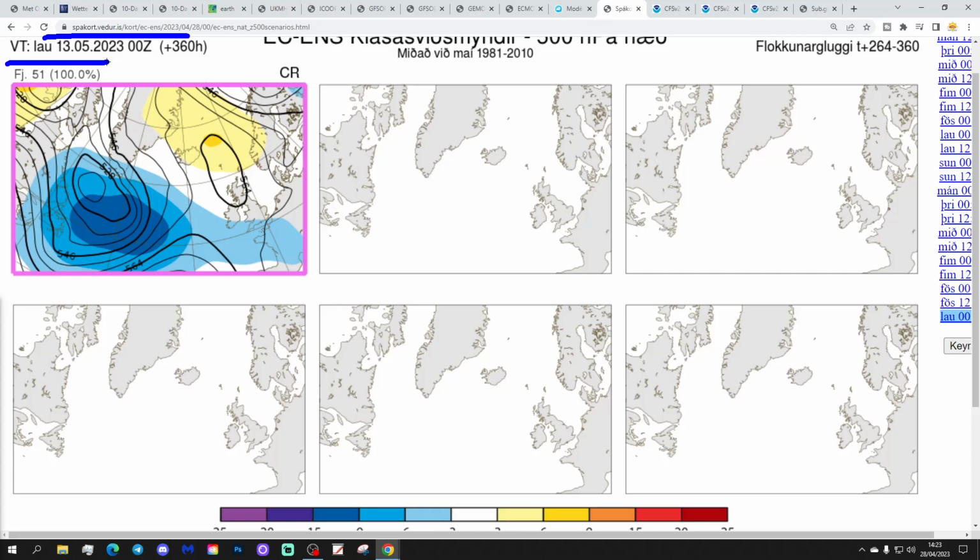51 out of 51 members of the ECM Ensembles, again, all of them with high pressure to our north, somewhere between Scandinavia and Iceland, low pressure to the south and west. So that will bring in the wind from the east, and the wettest weather with that, most unsettled weather with that, will be in the south, maybe heavy showers, longer spells of rain, possibly even some thunder.